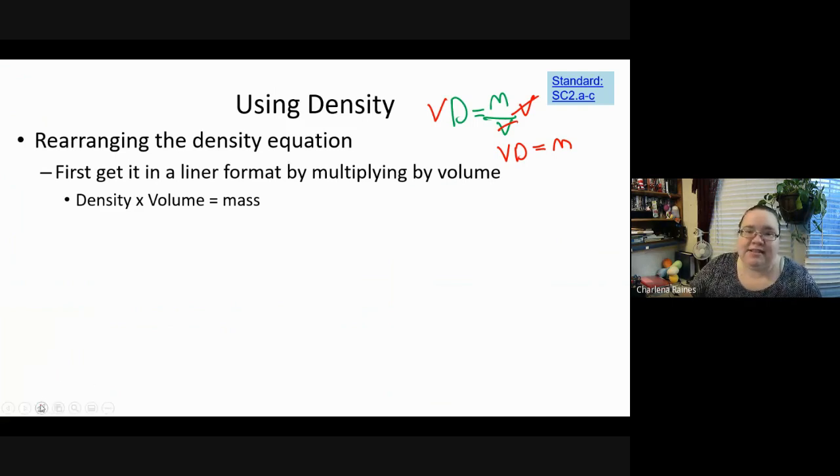Well, once I have it in this linear form, it's actually quite easy to solve for my volume. I'm wanting to get volume by itself, which means I'm going to have to divide by the thing that's being multiplied by volume. So I've got to get rid of my density. I'm going to divide both sides of my equation by density. Now on the left side, my density cancels, and we are left with volume equals mass over density.